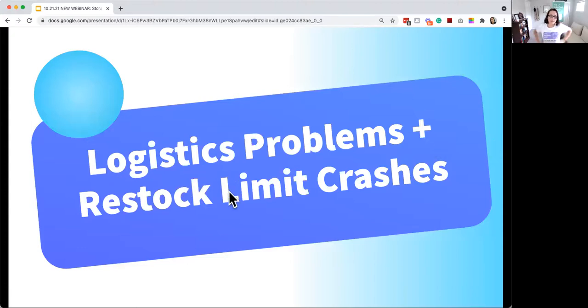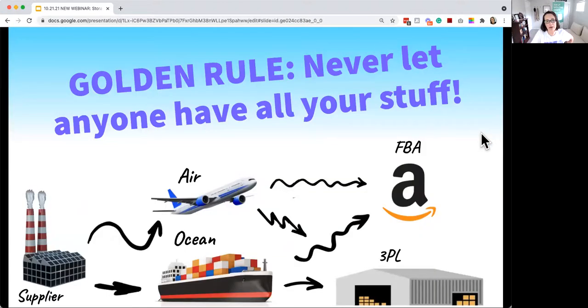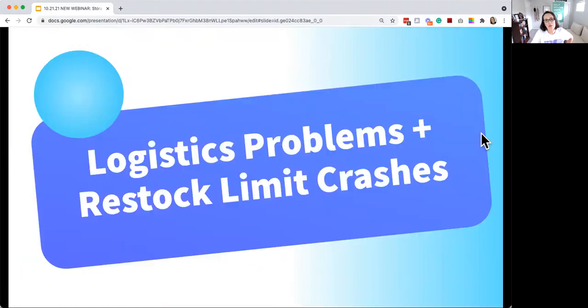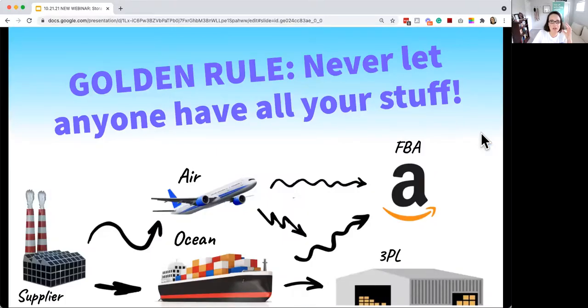All right, so let's talk about those levers that you can pull with restock limits. How do you avoid restock limit crashes? First and foremost, I like to talk about the problems in terms of logistics, because we don't want to run out of stock. That's the worst thing that you can possibly do.